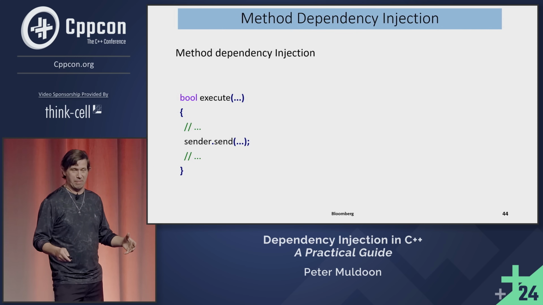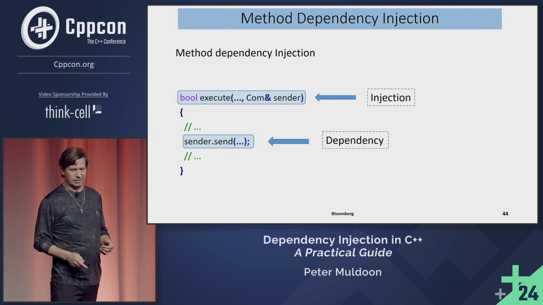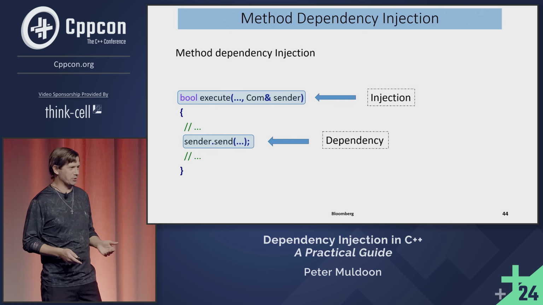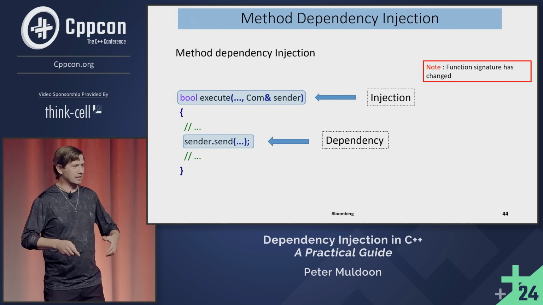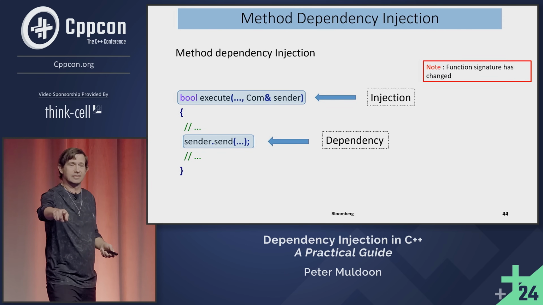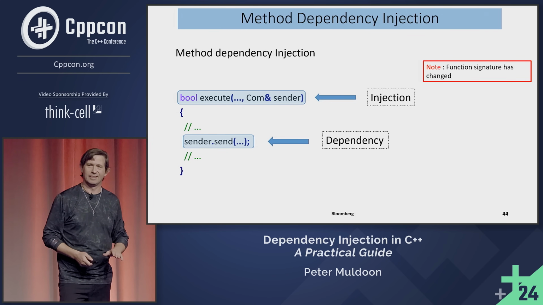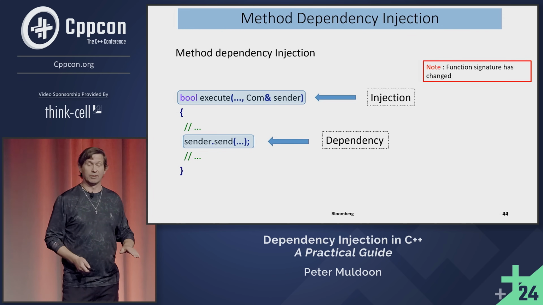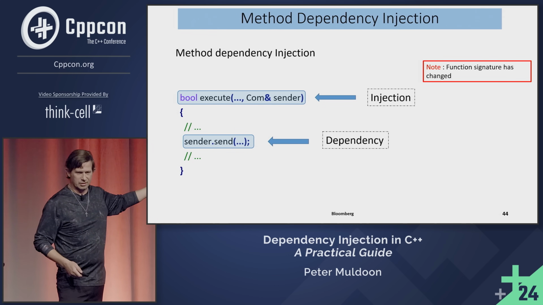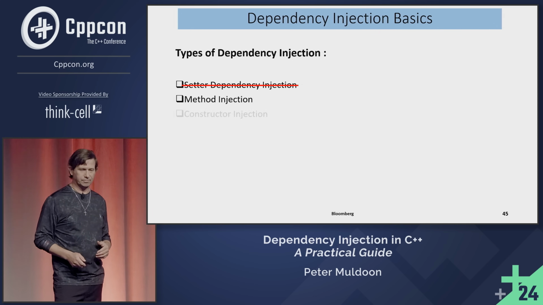So I have the execute. Here's my dependency, and I'm going to drop it right in here. So there's my injection. What have I done? I've got hundreds of people using my execute function. I've just broken all their code. The function signature has changed. And that's when the setter crowd go, aha, I told you we should have used setter dependency injection. I'm like, no, I have a fix for this. But this is one of the things you have to deal with, especially if it's a library you're giving to external groups to use, you're probably not at liberty to do this very easily. So method injection has that drawback.